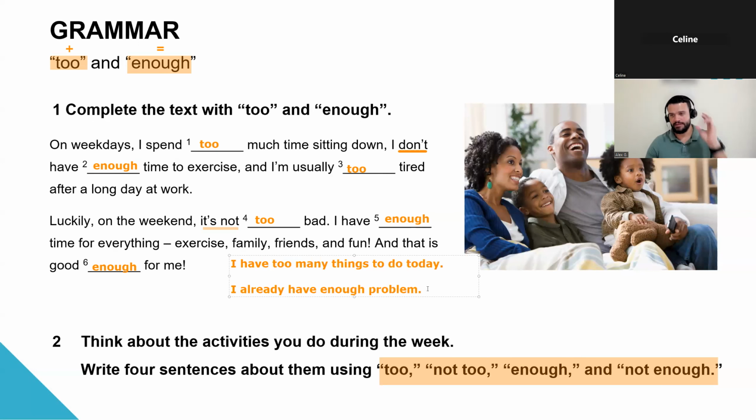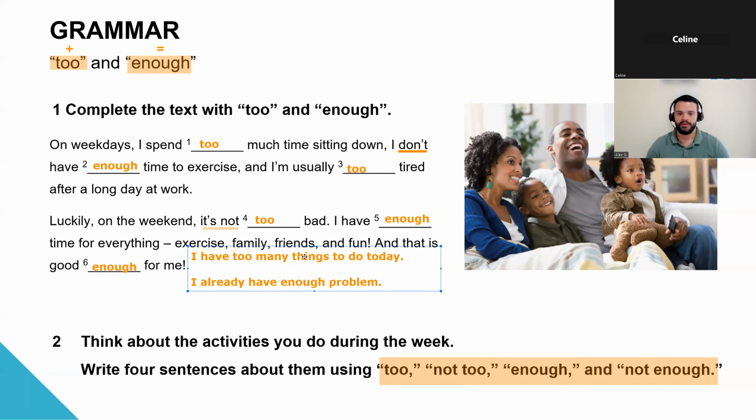Can you think of two examples, Celine? One example with too and maybe one example with enough. It could be affirmative or negative, okay? The negative example is the first. But maybe your example, Celine. Can you think of an example? You give me an example.